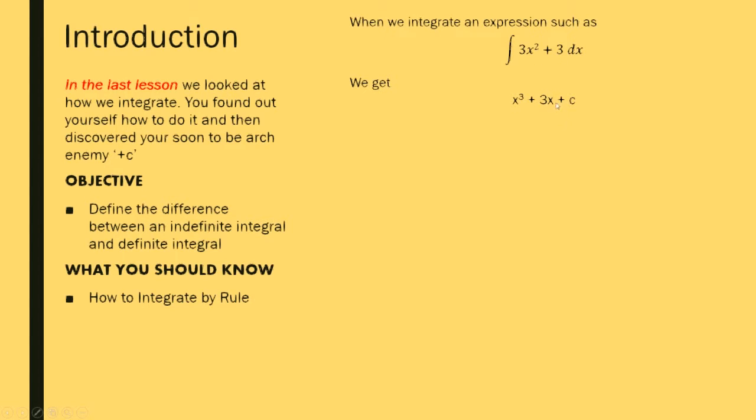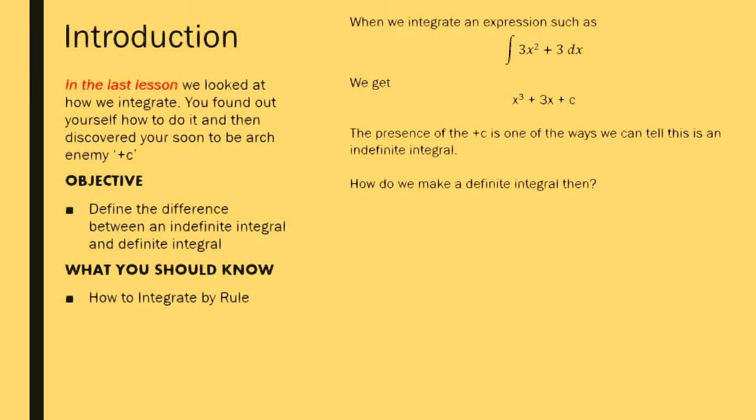The 3 just becomes 3x, and don't forget your plus c, because there could be a constant in there at the end. If you're not sure where that comes from, go back to the previous lesson and hopefully it makes some sense. The presence of the plus c is one of the ways we can tell this is an indefinite integral. Even if you just saw the solution written down, you'd know that it was an indefinite integral, for the reasons I explained in the last lesson: we don't know enough about the original expression to say whether there was a constant there or not.